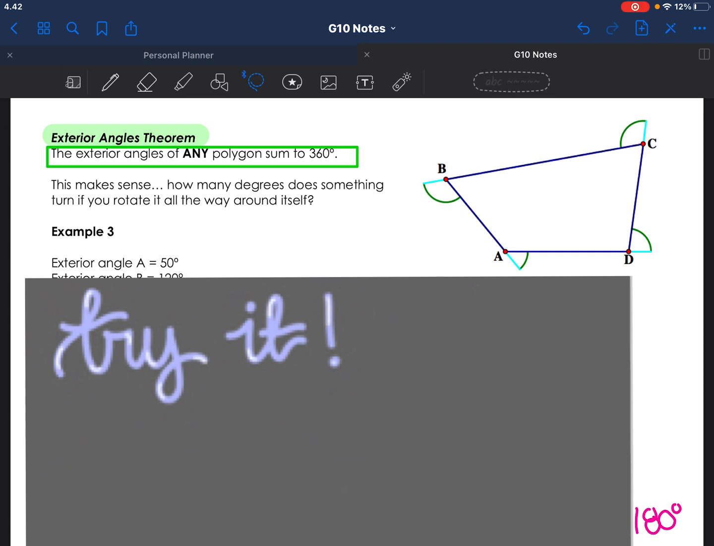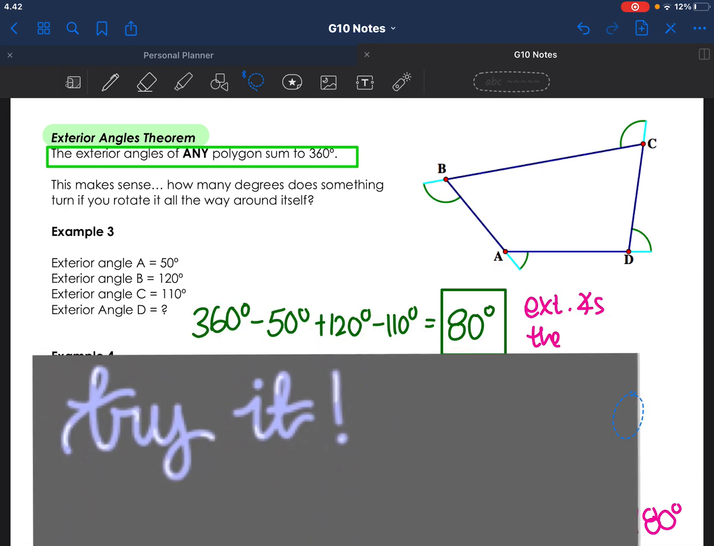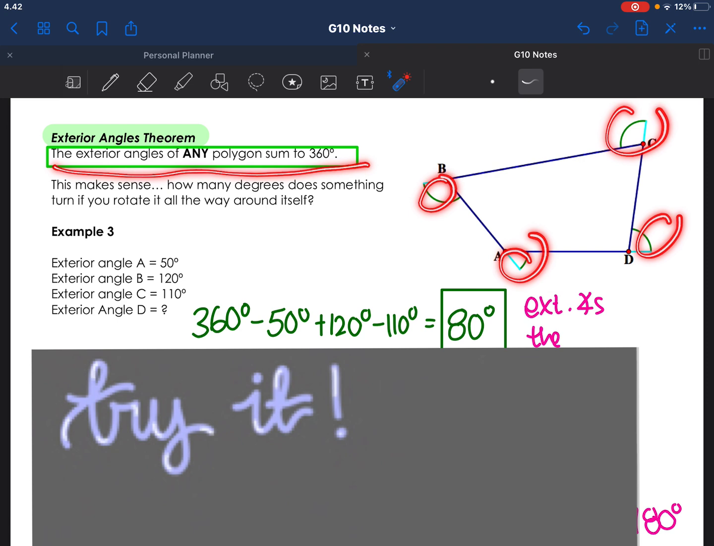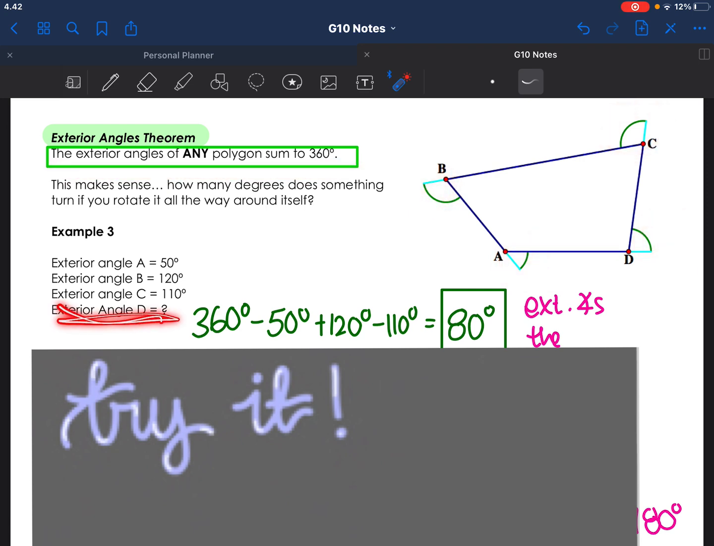How many degrees does something turn if you rotate it all the way around itself? 360, right? Okay, so in this example here, if the exterior angle A, this angle here, is 50, and this angle B here is 120, and angle C here is 110, and we know that the exterior angles, all of these added up together, is 360, so we can solve for D here by the exterior angles theorem.